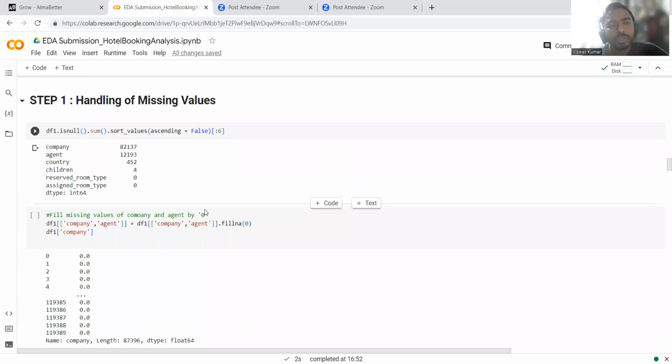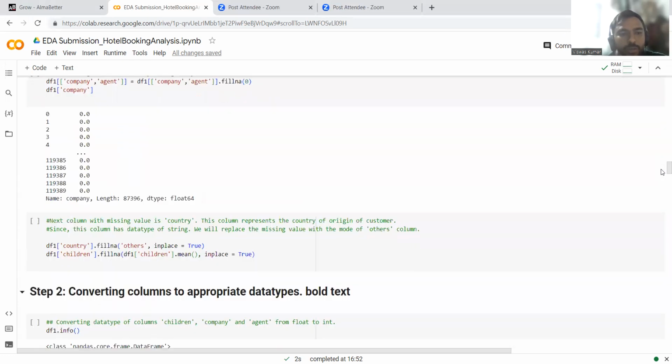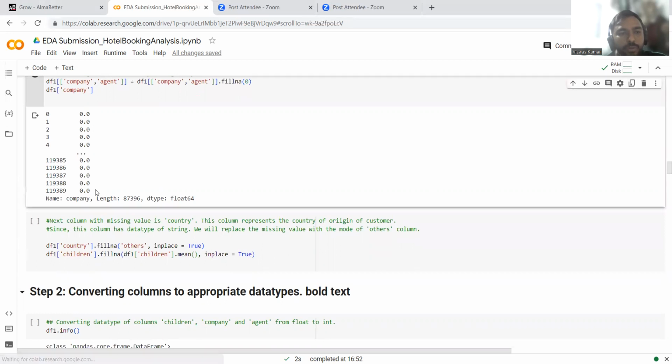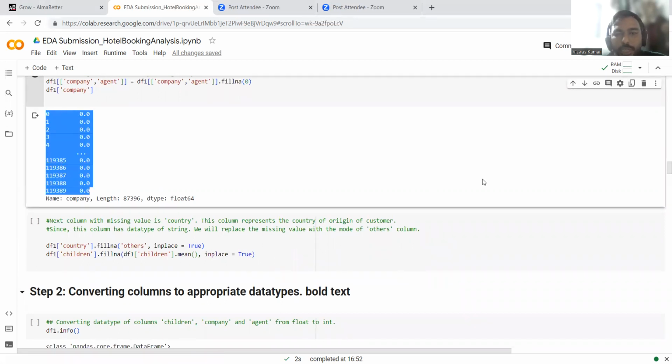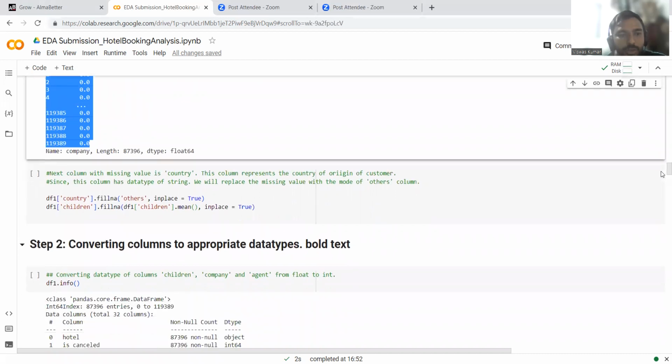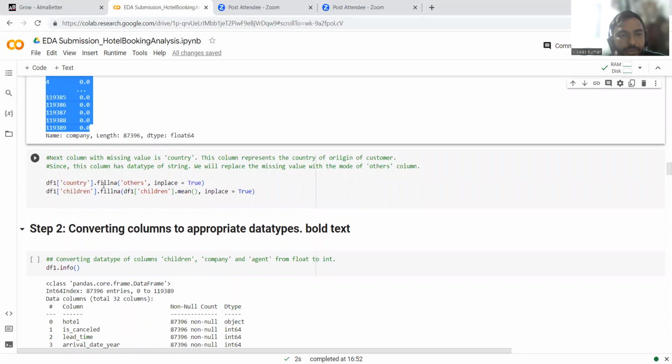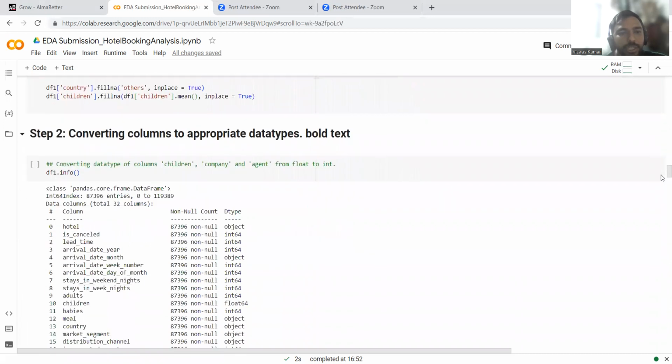Handling null values. In this, we have to replace the company and agent data with a 0, so that it is not available. For our analysis purpose, we have to load the data in a possible form so that we can easily analyze the data. And for country, we are replacing with others, meaning a country which is not specified. For children, we are replacing with the mean of the data present in the children column.